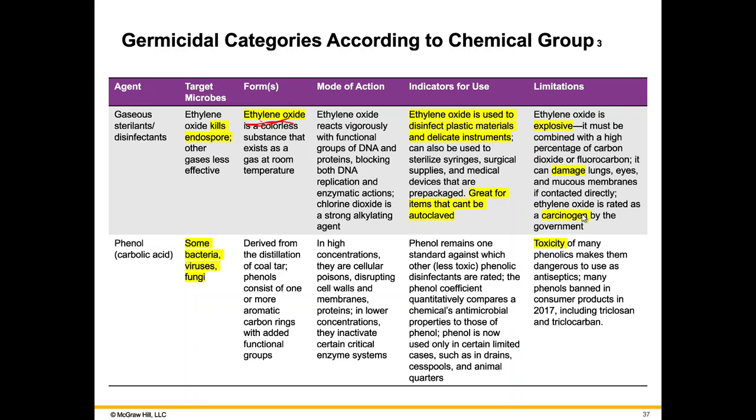But typically, this is going to be something that is used somewhere that's going to package stuff that's sent to the hospital. You would never probably be exposed to it in the medical field, I don't think. But it's more or less something in the production of the products that are purchased by the hospital. Phenol. Some bacteria and viruses and fungi will die in presence of phenols. They are toxic, though.